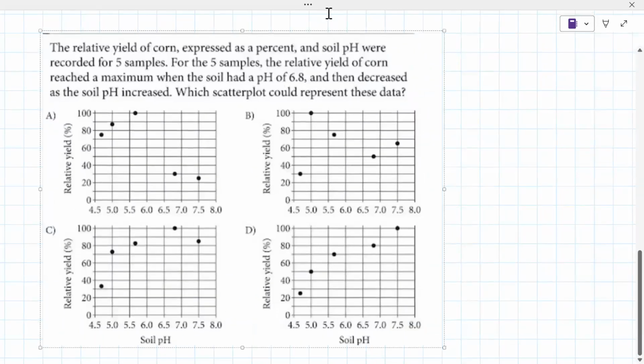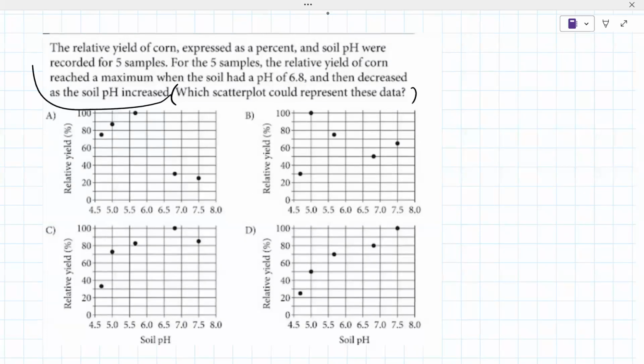Which scatter plot could represent these data? So let's go back and see what kind of data they are representing. The relative yield of corn, expressed as percent, in soil were recorded for 5 samples. For the 5 samples, the relative yield of corn reached a maximum when the pH had a level of 6.8 and then decreased. So which of these could it be? Which reached a maximum at 6.8?